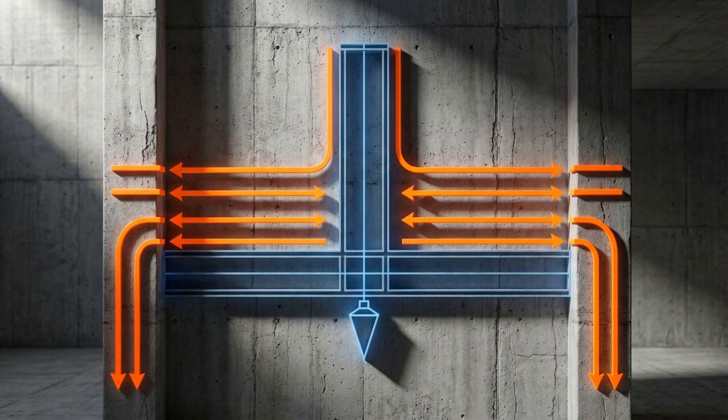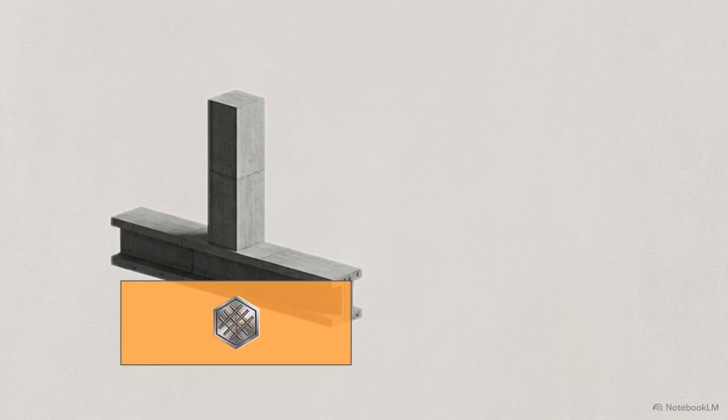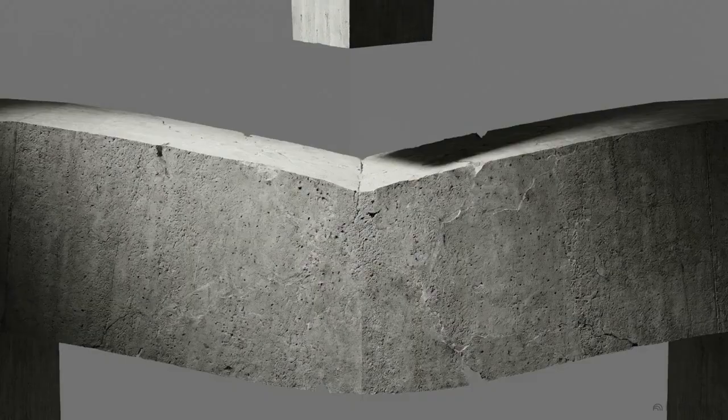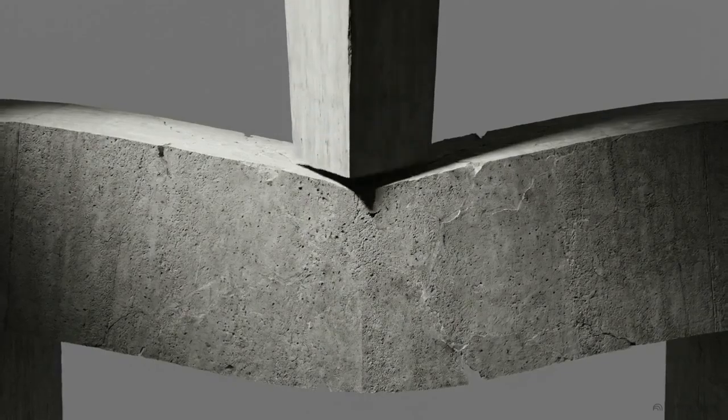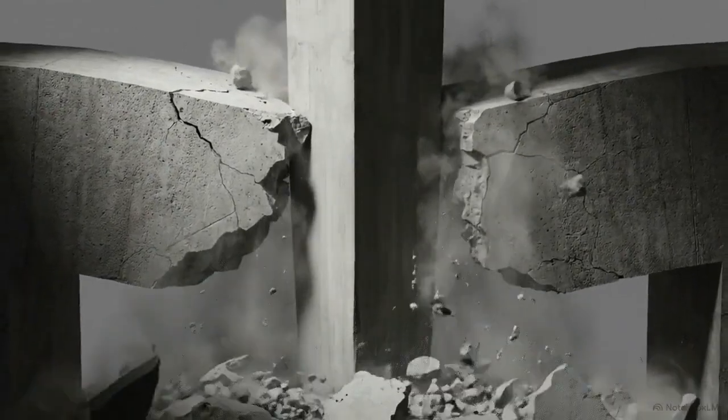If the floating column is strictly a gravity-only member, the supporting transfer beam must be designed to withstand a massive 2.5 times force amplification. Mass jumps and floating columns force horizontal elements to act as dynamic shock absorbers. They are anatomically unsuited for this task and fail when overloaded.